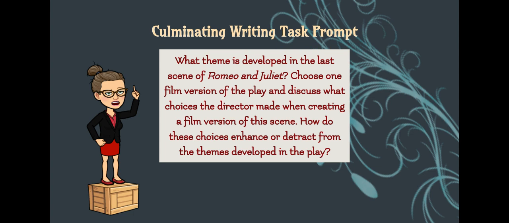Here is our culminating writing task prompt. What theme is developed in the last scene of Romeo and Juliet? Choose one film version of the play and discuss what choices the director made when creating a film version of the scene. How do these choices enhance or detract from the themes developed in the play?